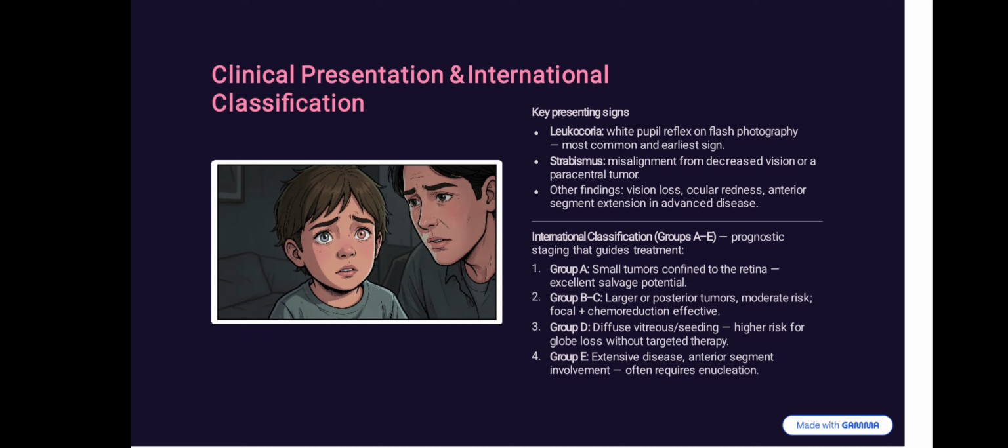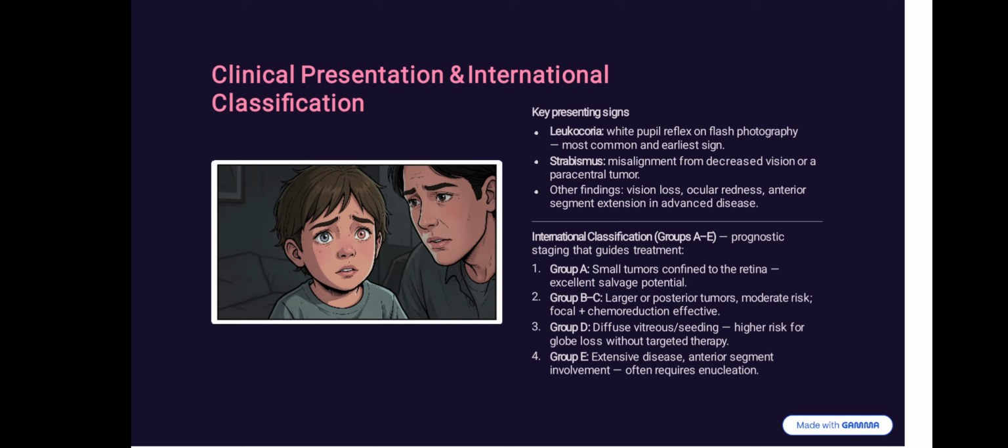Clinical presentation and international classification. Key presenting points: leukocoria, a white pupil reflex on flash photography, is the most common and earliest sign. Strabismus is a misalignment from decreased vision or a paracentral tumor. Other findings are visual loss, ocular redness, and anterior segment extension in advanced disease. Retinoblastoma is classified internationally into groups A to E, a prognostic staging that guides the treatment.